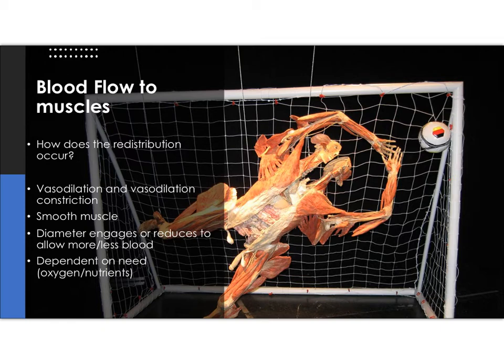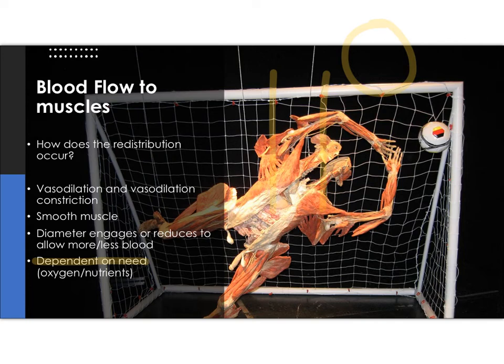Well, in the case of the arteries, we've got smooth muscle inside the wall of that nice thick artery, so it is actually able to dilate the blood vessel and make the diameter much larger. So it's dependent on the need. They will dilate if blood is required. They will constrict if blood is not required.